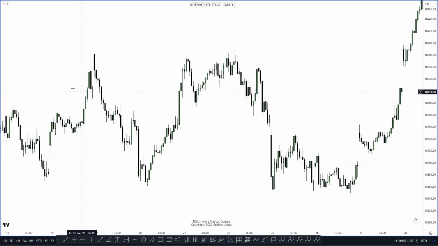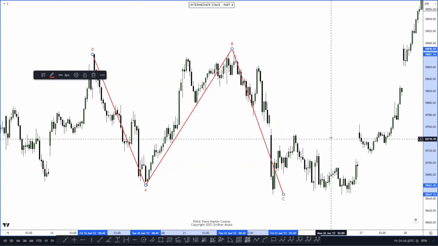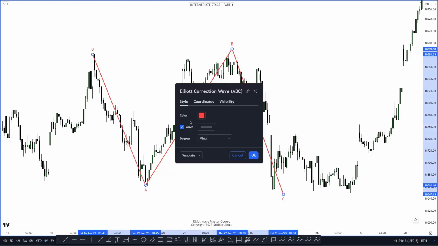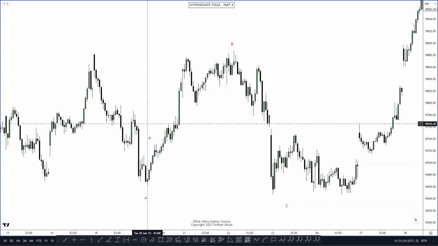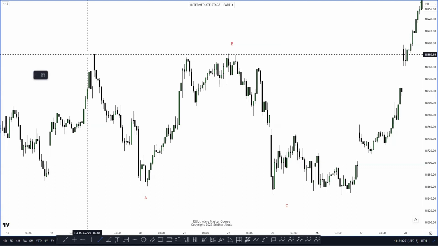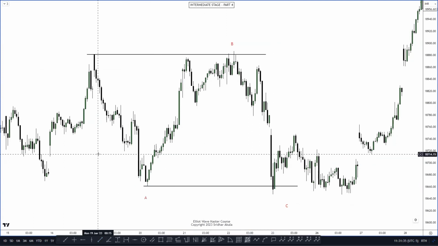In your expanded flat, we know the rules of an expanded flat. The starting point of A will be broken. Again, the low of A, the entire range, will be broken. So first, let me just mark it. You know the rules of the expanded flat. If you still don't know the rules, you can have a look at the beginner stage where I explain all the flat structures in just a 5 to 10-minute video. So this is your expanded flat. You can see the starting point of A is broken with wave B, and again the low of wave A is broken here with wave C.